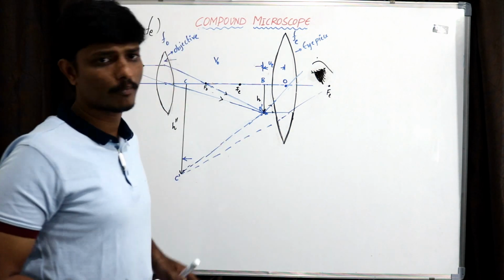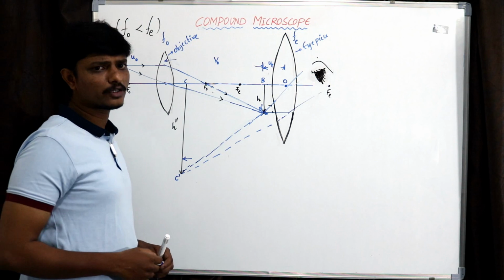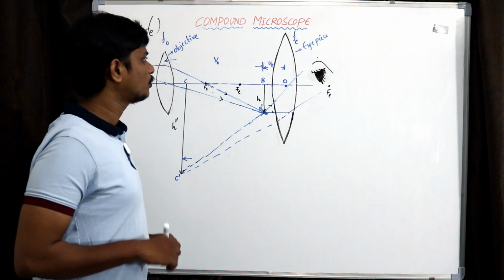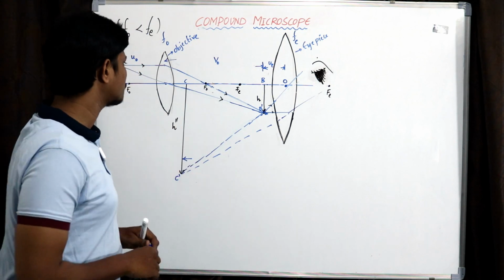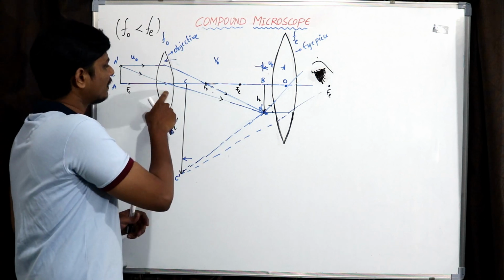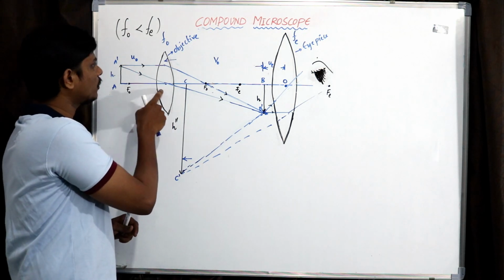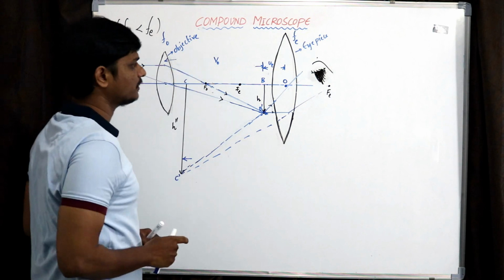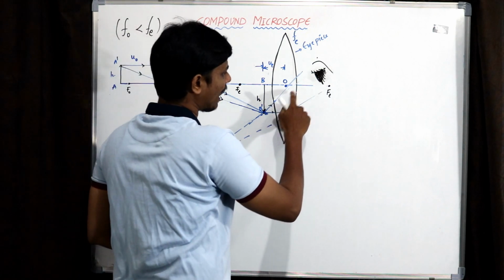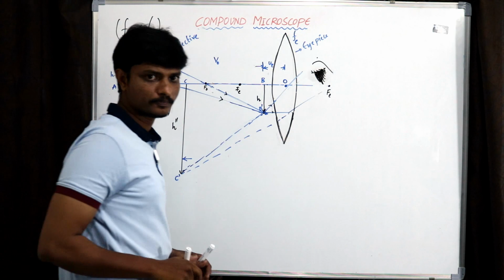So let us go into this topic. In a compound microscope, basically we use two lenses. Both are convex lenses. The lens which is near to the object is called the objective lens, and the lens which is near to the eye is called the eyepiece, right?